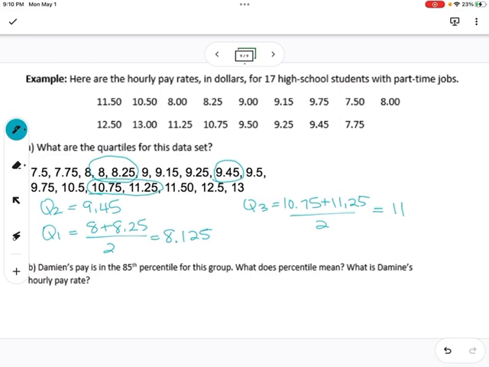Okay. So Damien's pay is in the 85th percentile for this group. What does percentile mean, and what is Damien's hourly rate, pay rate? Okay. So being the 85th percentile of 17 students, we can say that is 85%, or 85 divided by 100. And we multiply that by the 17 students.